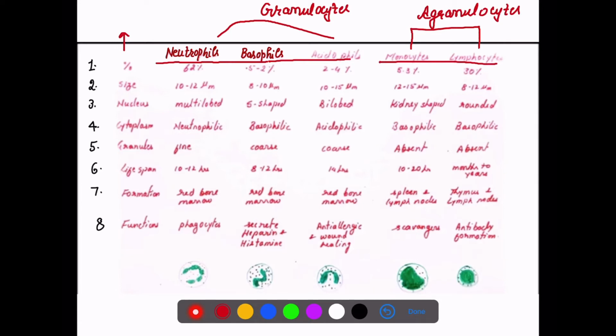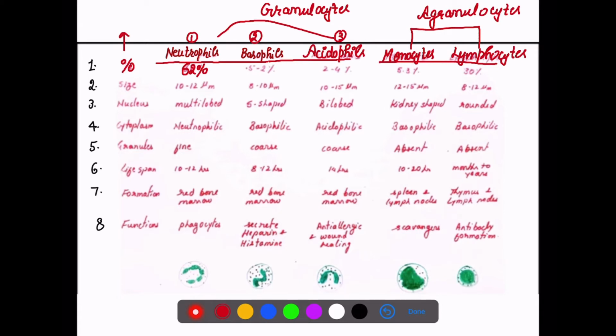First are the neutrophils, basophils and acidophils. Okay, the first three are neutrophils, basophils and acidophils, and the next ones are monocytes and lymphocytes. Okay, so one by one we will discuss according to their points. Like if we first see the percentage of these cells in WBCs, right? Then neutrophils are maximum in percentage, they are 62% found.